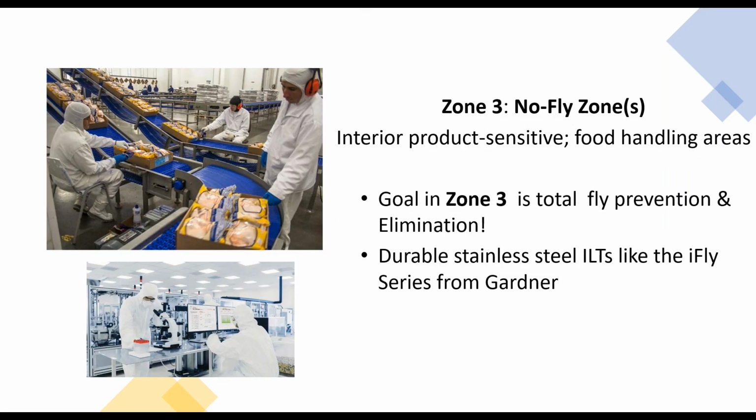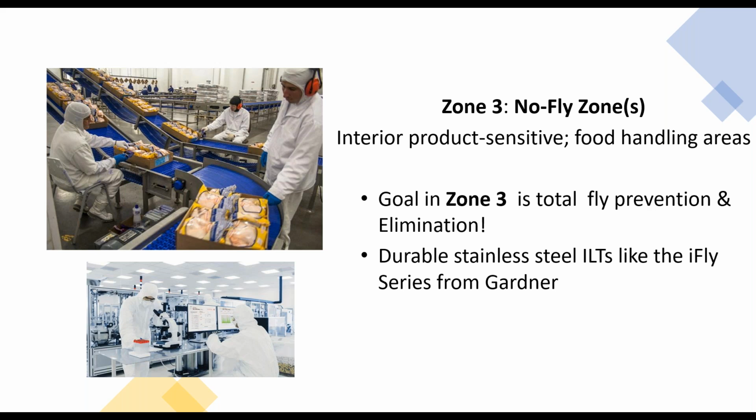And the last location, the third and final location, is zone 3. This would be the no-fly zone. This would be towards the interior of a product-sensitive facility or a food handling facility. The goal in zone 3 is total fly prevention and elimination. And in these locations, there's typically going to be a lot of production going on.